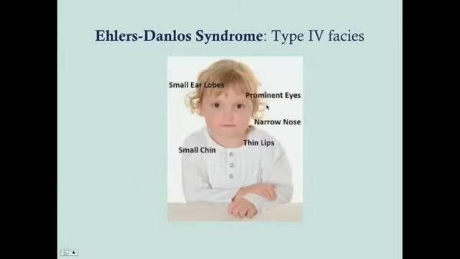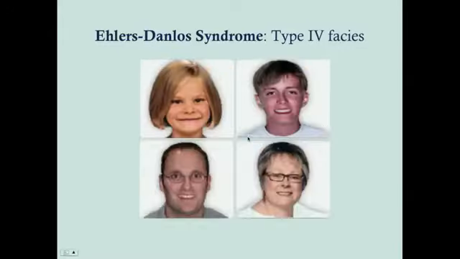And then, okay, so this would be vascular EDS, type 4. It can have a facies to it, so they can have small earlobes. Also, they tend to have a very narrow, thin upper lip and a small chin. And so you can kind of see that in these patients. And these are all patients with vascular EDS.